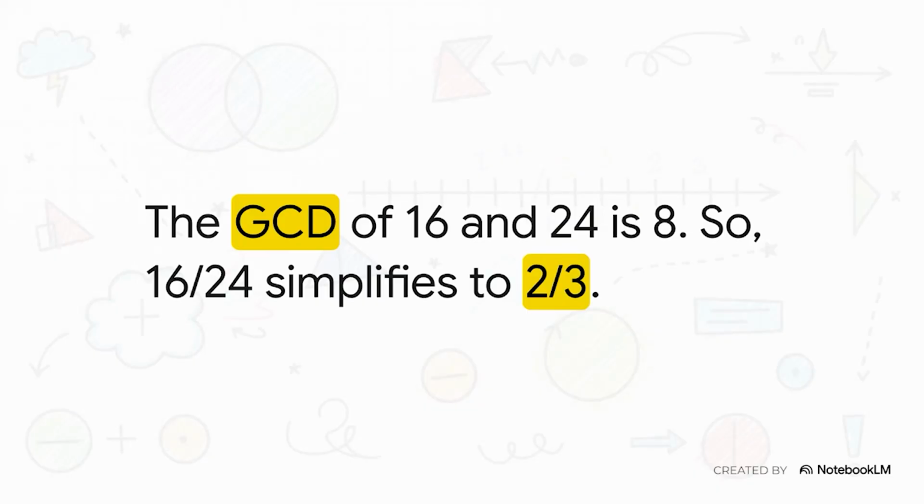Let's try one together. Say we have 16 over 24. We need to find the biggest number that goes into both 16 and 24. Let's think. 2 works. 4 also works. What about 8? Yes, 8 is the GCD. So we do 16 divided by 8, which is 2, and 24 divided by 8, which is 3. So 16 over 24 in its simplest form is just 2 over 3. See, you're already getting the hang of it.